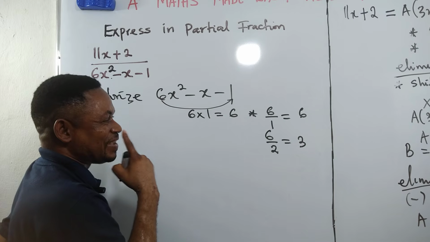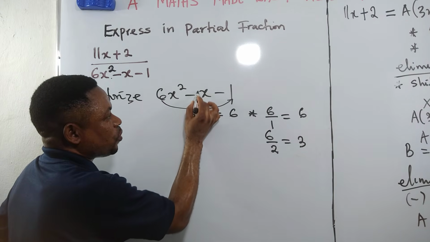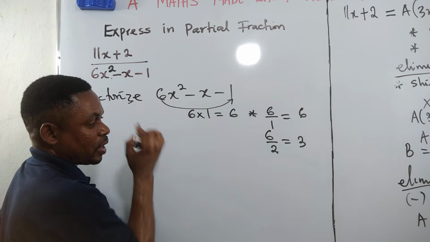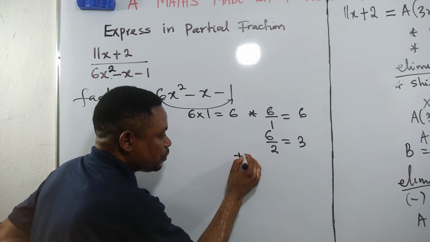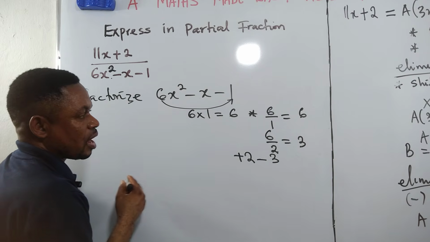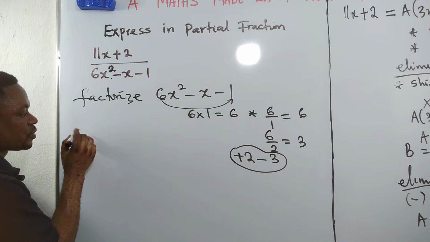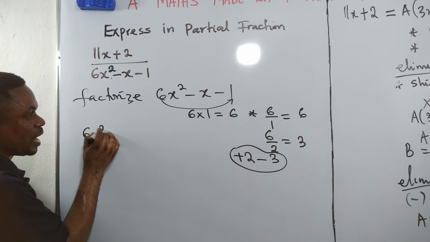Am I communicating now? Now the question, how do we use 2 and 3 in order to generate the coefficient of x, which is minus 1? Now observe this. I will give 2 plus and I will give 3 minus. Life goes on. Am I communicating? So how do we now put this thing inside here so that it will now give us 6x squared. Are you there?